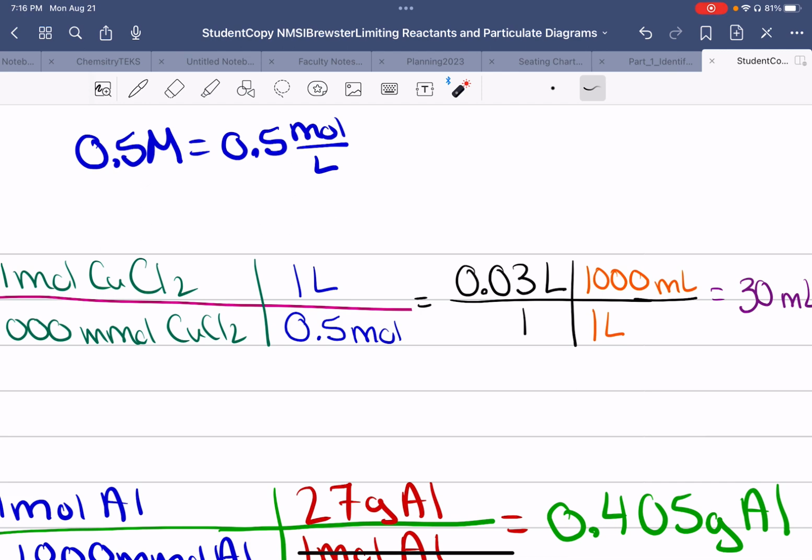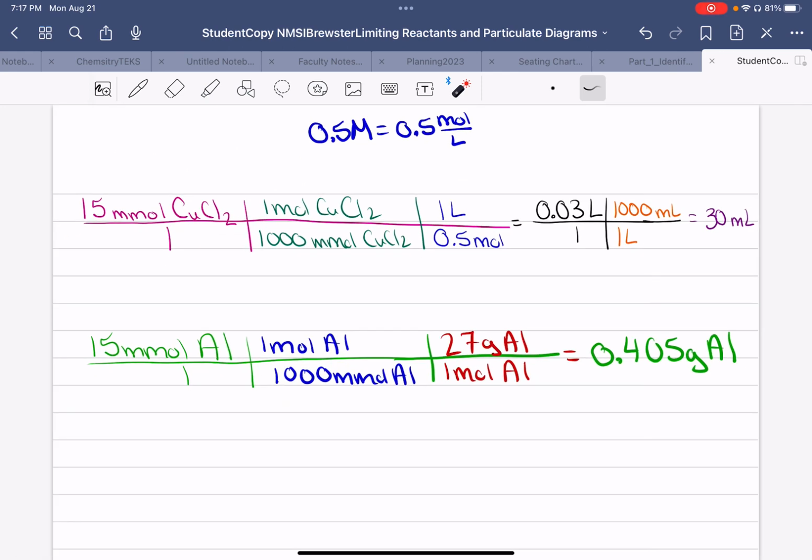Reality check, I'm not going to be measuring out 0.03 liters. I'm going to use a graduated cylinder that uses milliliters. And so I'm going to convert my liters back to milliliters by using 1,000. And what I get is I'll need 30 milliliters of 0.5 molar copper 2 sulfide. Sorry, copper 2 chloride. And so when I come in for that activity, I already know how much I need. Okay, so you'll put your number in and you'll apply the math.